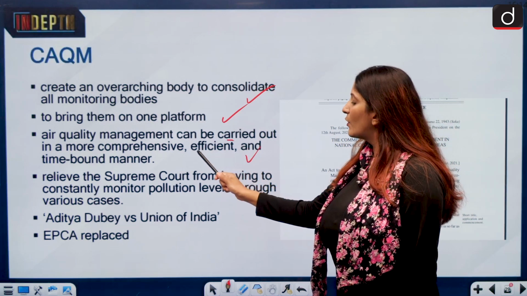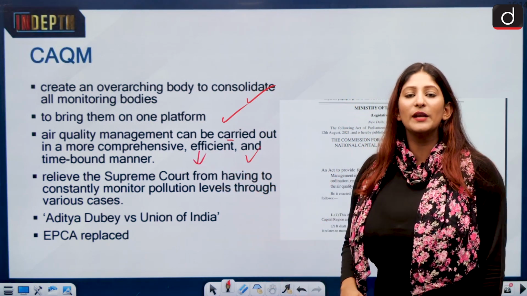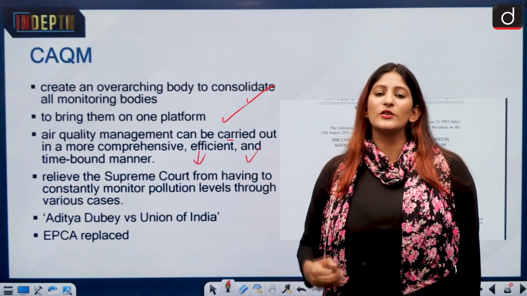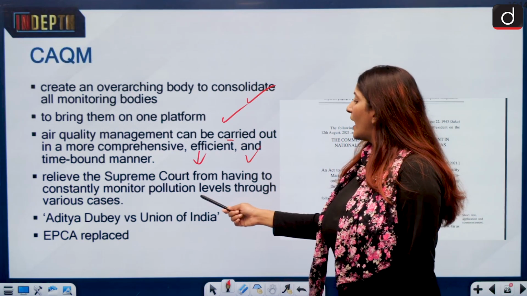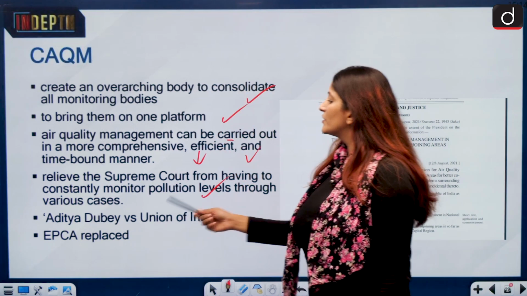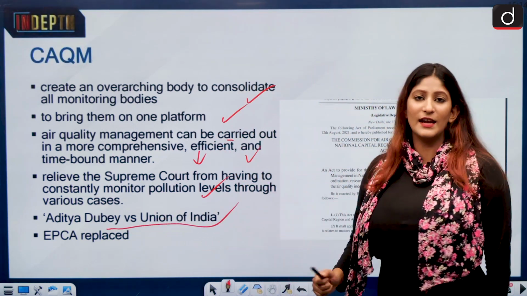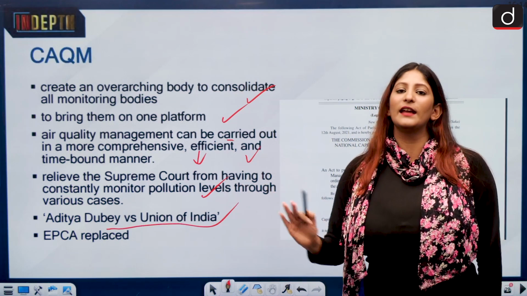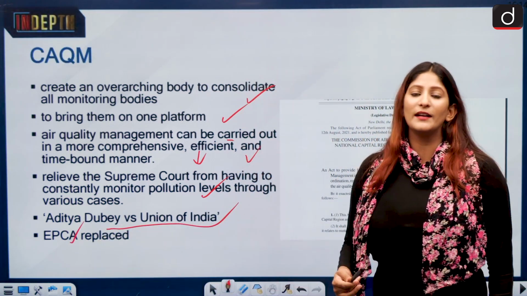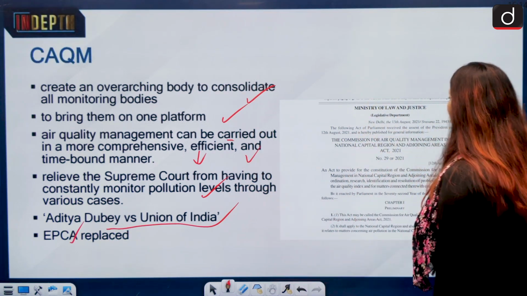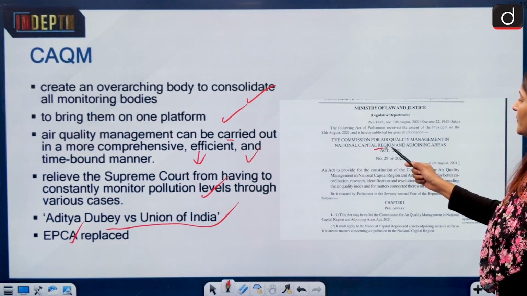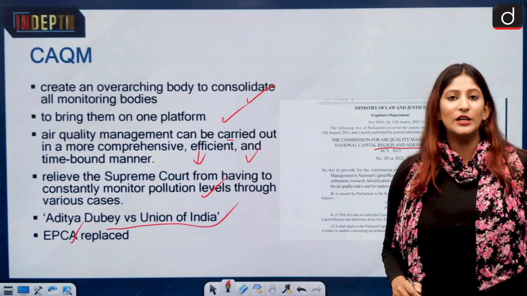And it was also built to relieve the Supreme Court's regular intervention in the same problem, that is pollution in the Delhi NCR region. Okay, and this particular CAQM could find its origin in the M.C. Mehta versus Union of India case, in which it was seen that a body like this is needed, and it replaced EPCA, which was a Supreme Court mandated body to do the same. Okay, now the act that is related to it is the Commission for Air Quality Management in National Capital Region and Adjoining Areas Act of 2021.